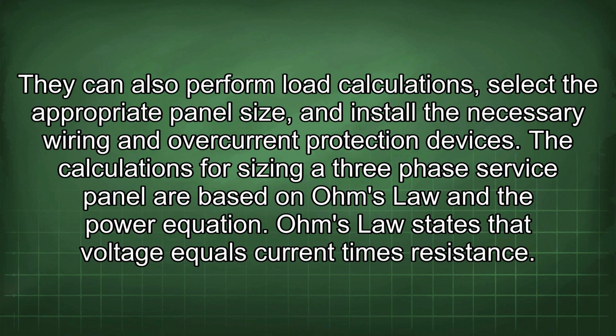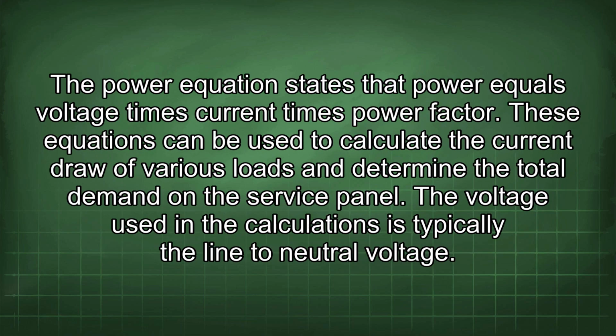The calculations for sizing a three-phase service panel are based on Ohm's law and the power equation. Ohm's law states that voltage equals current times resistance. The power equation states that power equals voltage times current times power factor. These equations can be used to calculate the current draw of various loads and determine the total demand on the service panel. The voltage used in the calculations is typically the line to neutral voltage.